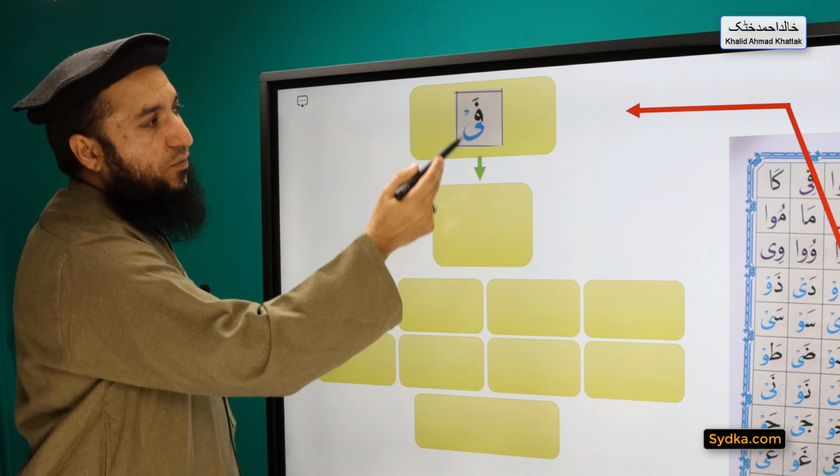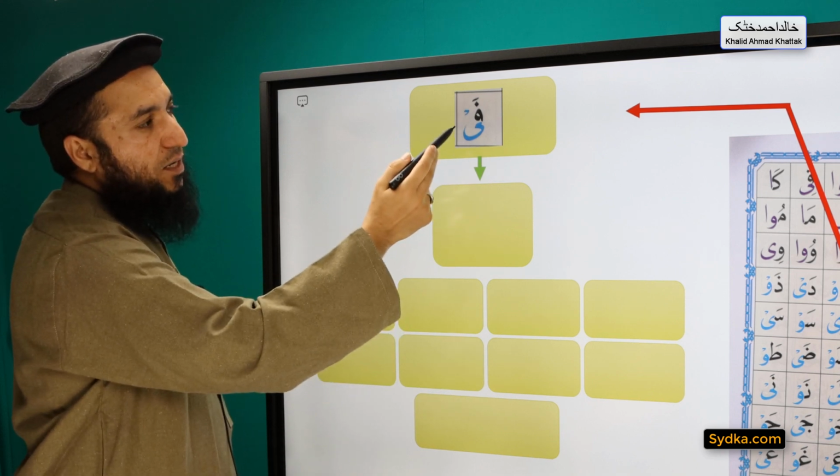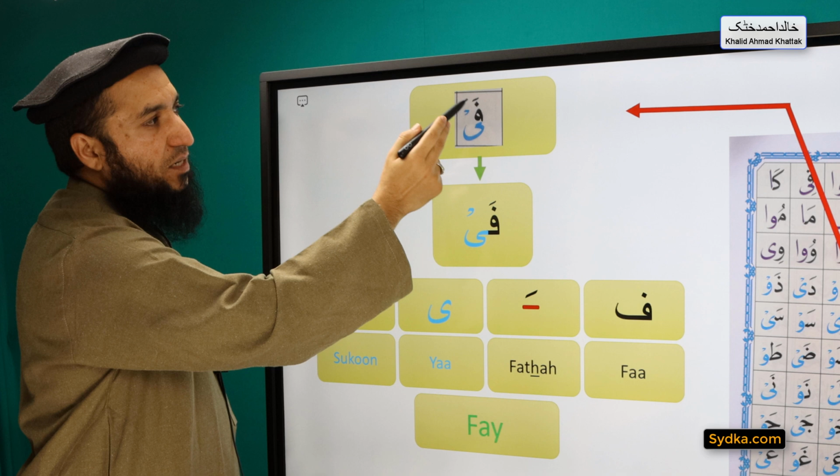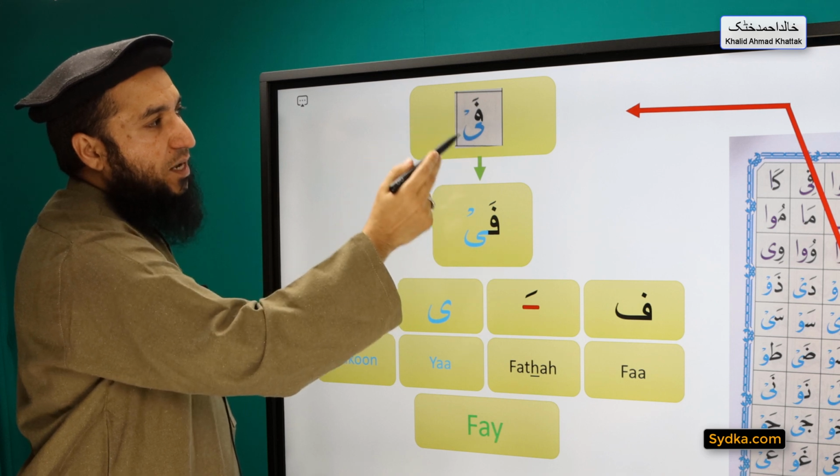The next syllable we have is Fa Fatha Ya Sukun Fay. Fa is a light letter, it has Fatha on top of it, it is followed by Ya, and Ya has a Sukun.